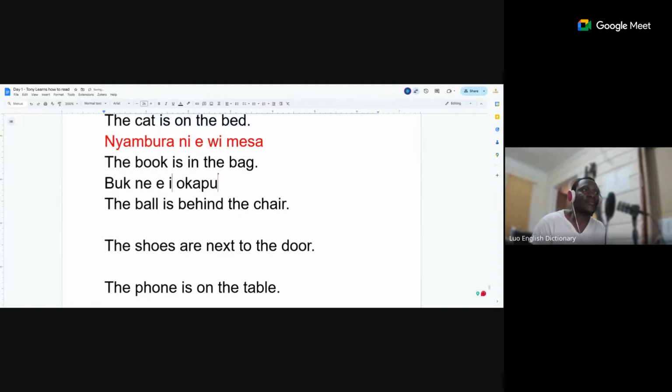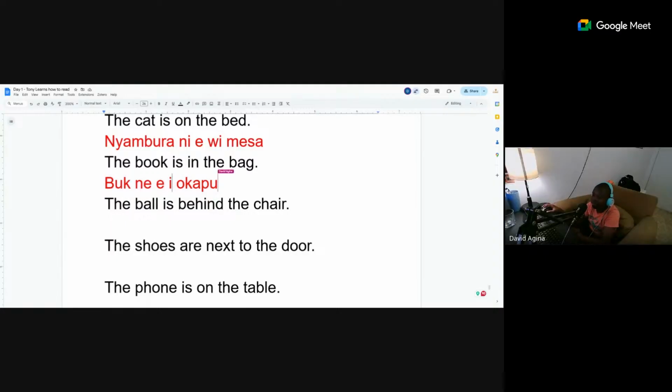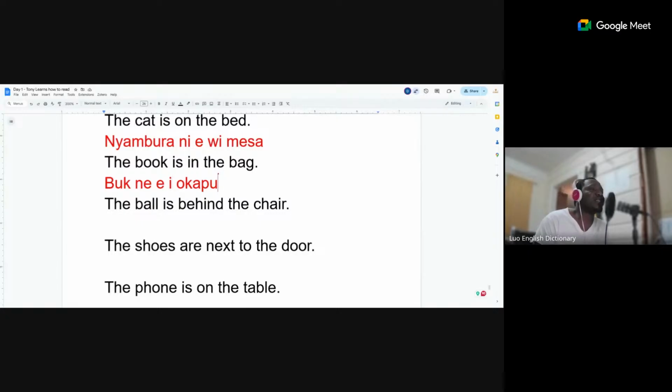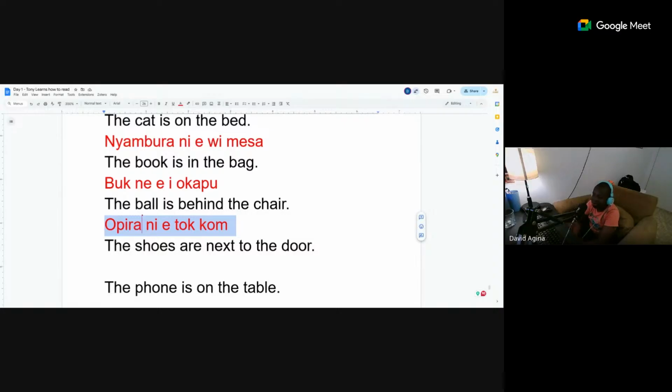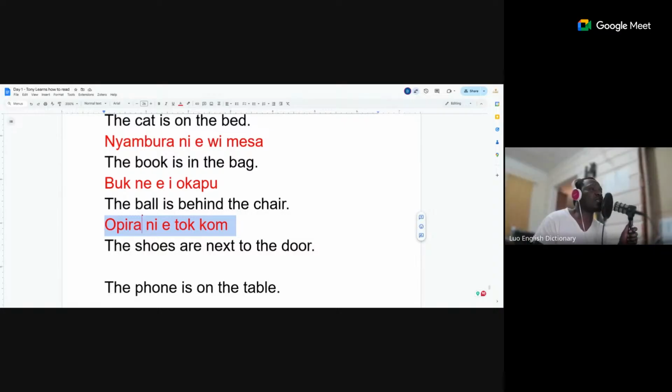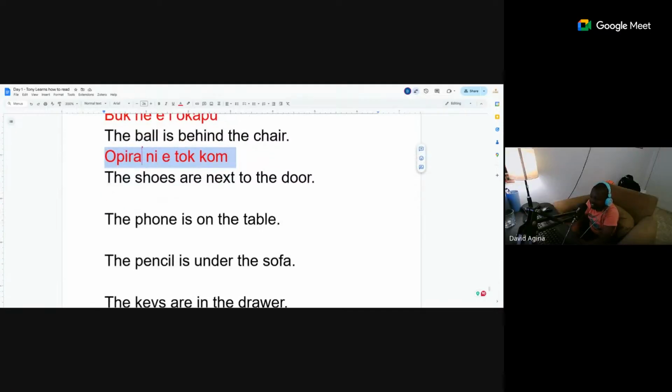Book ni okapu. Say that. Then the ball is behind the chair, which becomes opira ni tok kom. Opira ni tok kom. Again. Opira ni tok kom.